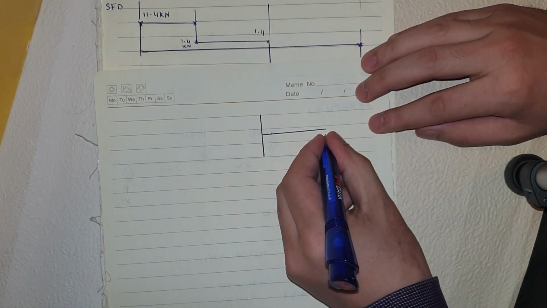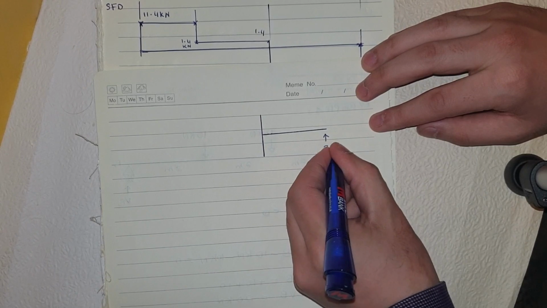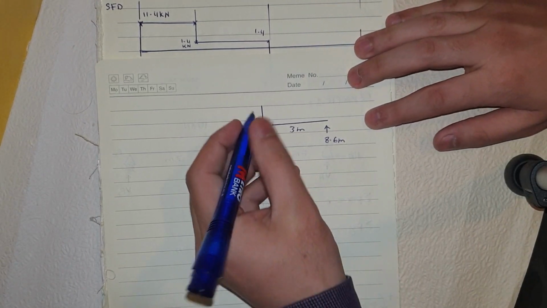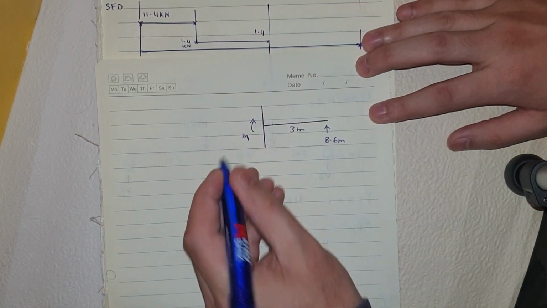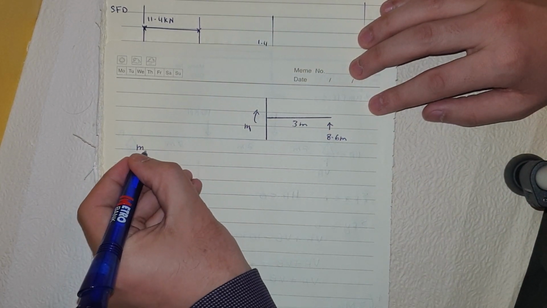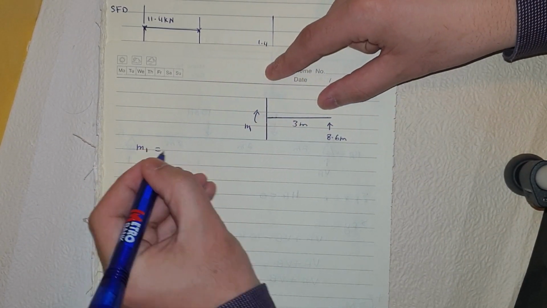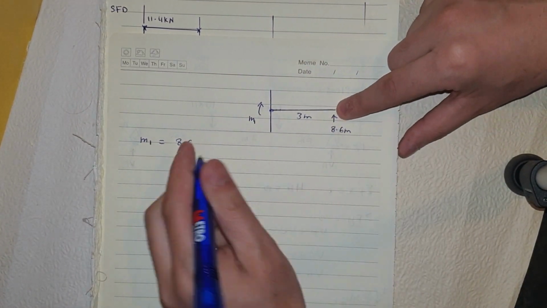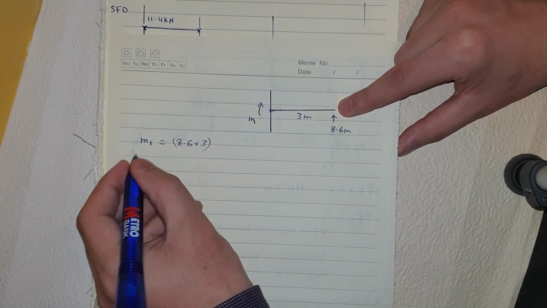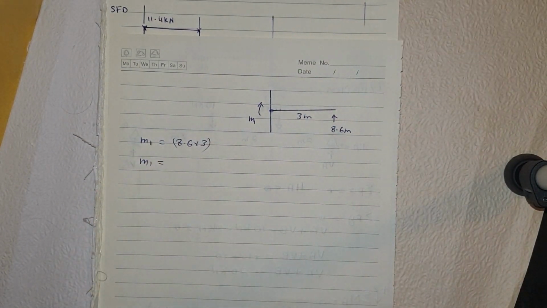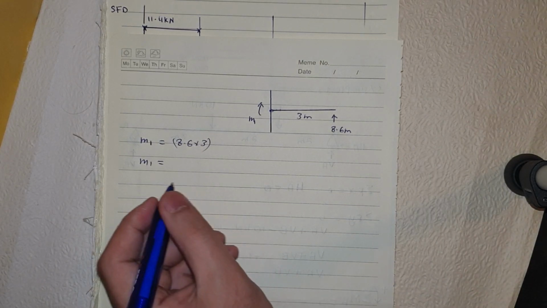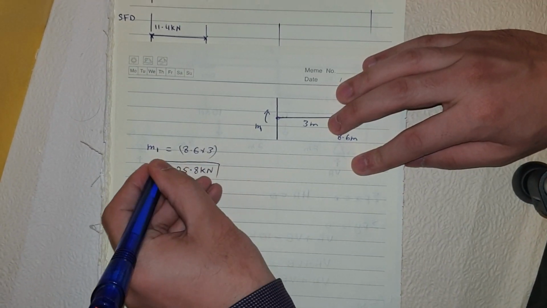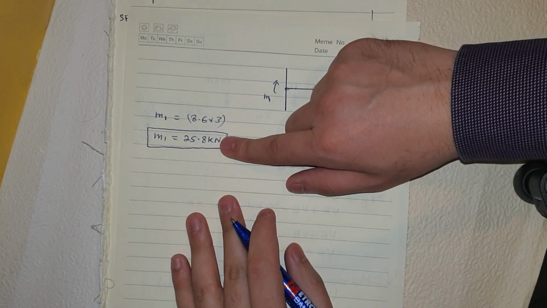I have vertical reaction, which is 8.6. I have the distance 3 meter, and I don't have any other forces. So the moment, I'm calling it as M1. So my M1 will be equal to 8.6 because my moment is here, 8.6 times the distance, which is 3 meter. So M1 will be equal to 8.6 times 3, which is equal to 25.8 kilonewton. So I have found the value of my moment.